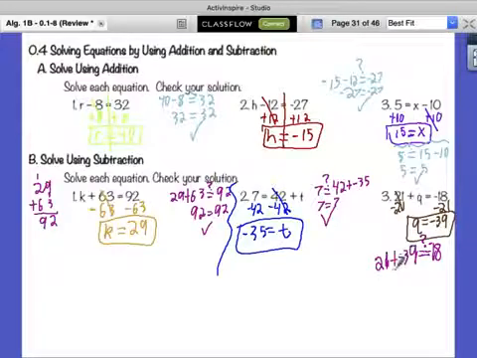3 minus 2 is 1. 18. But it's negative because 39 is bigger. Does negative 18 equal negative 18? Yeah. Checks out. Questions on these? Okay, continue on to the next page. We have a little bit on this back, okay?